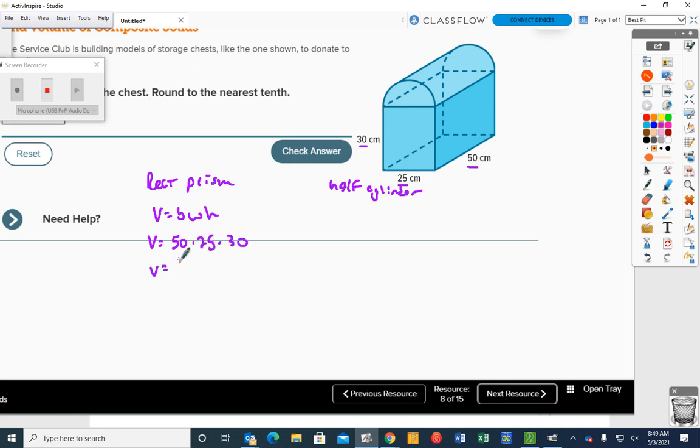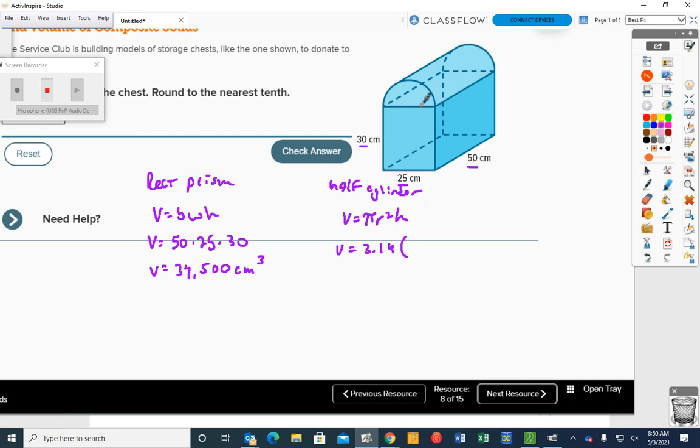Well, if you multiply those, 50 times 25 times 30, what did we get? 37,500. Okay? And that's centimeters what? Cubed. Okay? Now, the other thing we have here is a cylinder. Now, this cylinder is turned on its side. So, if you look at these 3 dimensions, my formula for volume of a cylinder is what? Pi r squared times height, right? Well, the pi is going to be replaced with 3.14.